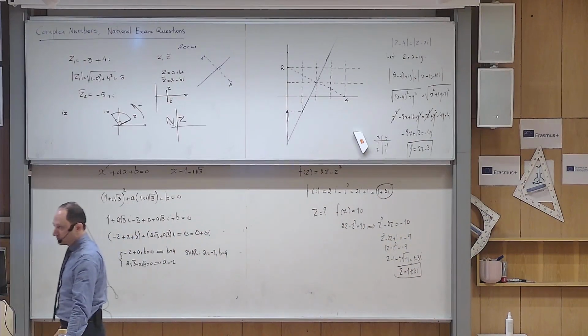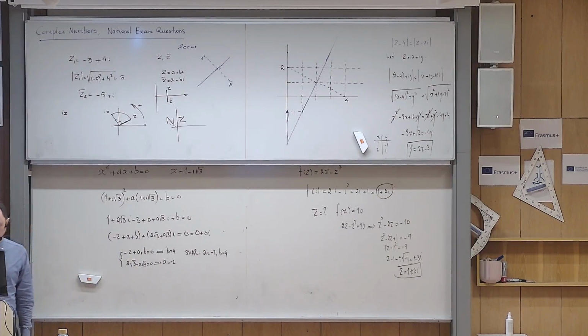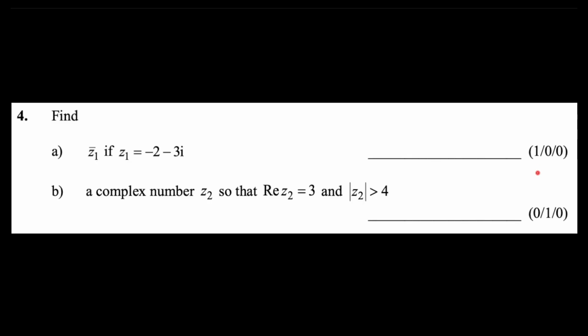So it was a simple problem. Yes, is that understandable? Okay, now let us go to the next question to see if there is something more interesting. Yeah, I want to wait for you. This is also very simple. I mean, the first one I don't want to wait. What's the answer? It's minus 2 plus 3i.